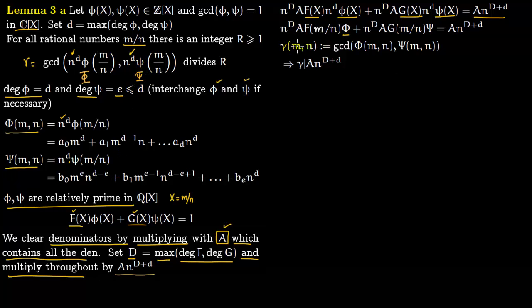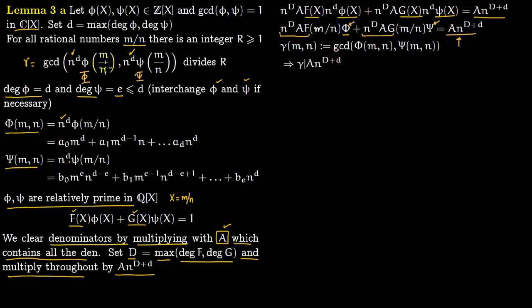So now we define gamma as the greatest common divisor of capital phi and capital psi. So gamma is the greatest common divisor. So gamma is going to divide this side because it divides this capital phi. It also divides capital psi, so it ends up dividing this side. And notice that these are integers. So we need these to be integers to be able to say that gamma is the greatest common divisor here, and these two are integers, only then it can divide this. So we needed them to become integers. So we have shown that gamma divides a n^(D+d).